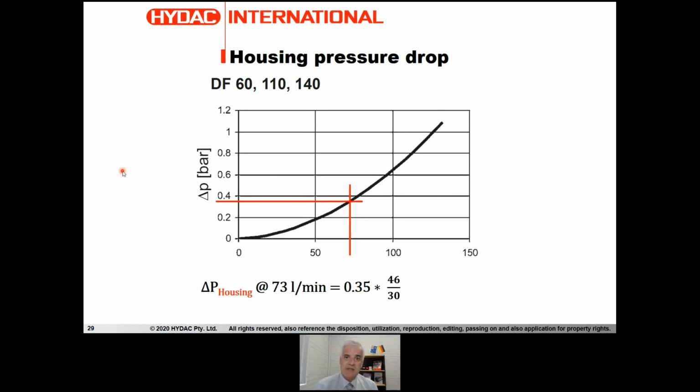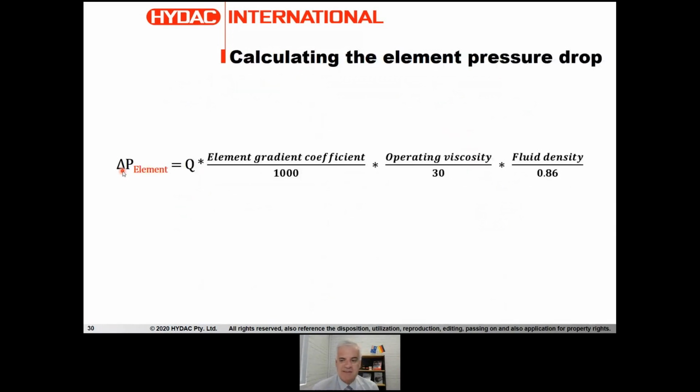We then have to take into account our correction of our viscosity because the charts in the catalogue are all rated at 30 centistokes. So that is 30 millimeters squared per second. That's the viscosity of the fluid, and it's also with a mineral oil. So the density correction and the viscosity correction are important to us. You throw all that together and you end up with the total housing pressure differential. Pretty easy, pretty straightforward. The element then is a little bit more complicated, but not much.